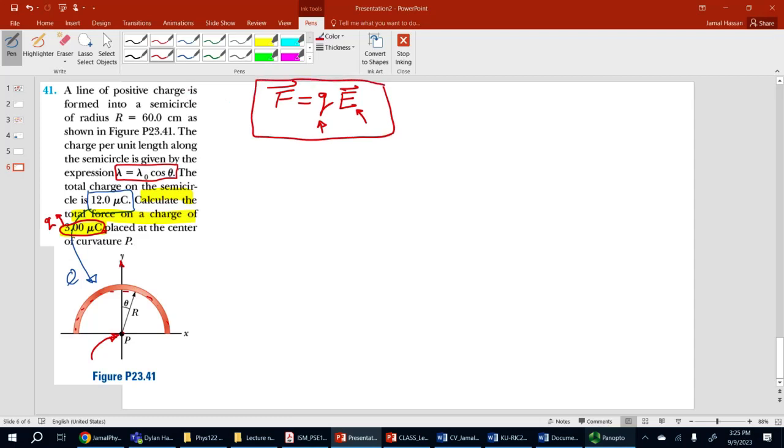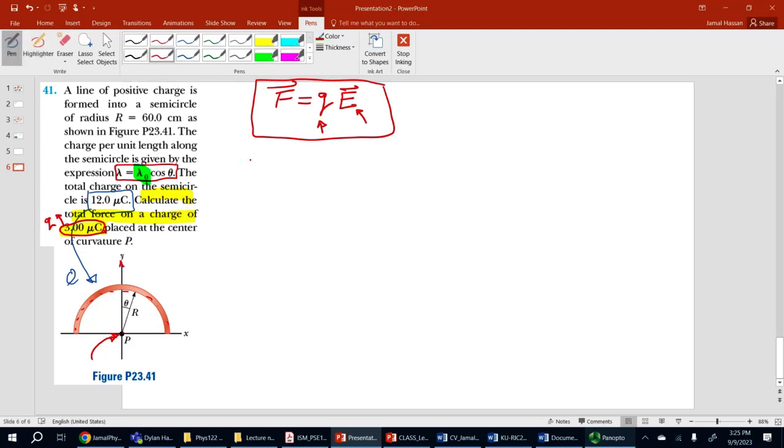But we have another problem we need to get rid of first. If you look at this equation, lambda naught is not given. We know R, we know total Q, we know small q, we know theta from minus pi over 2 to pi over 2, but we don't know lambda naught. So first we need to find lambda naught.